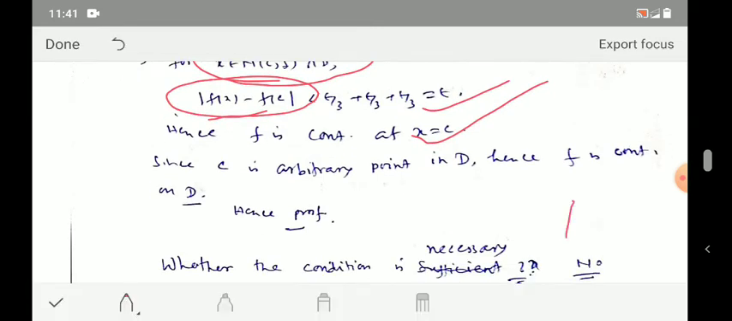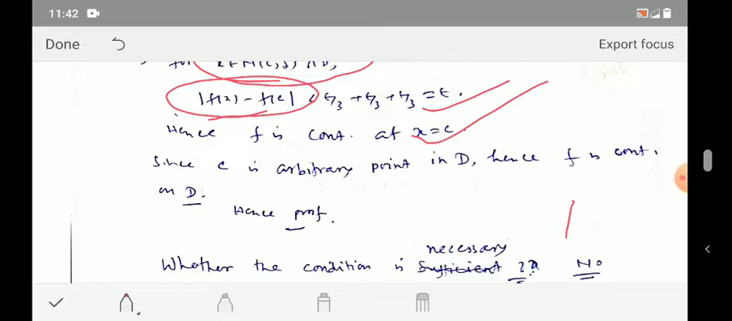So we see that if fn are all continuous and fn converges uniformly to a function f, then f is also continuous. So we can say the condition of uniform convergence is a sufficient condition for continuity of f.